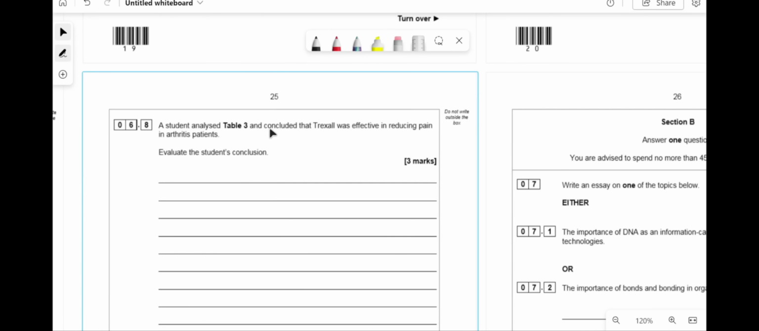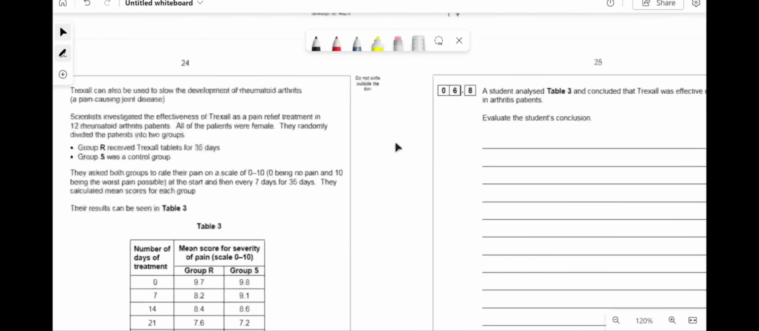A student analyzed Table 3 and concluded that Trexall was effective in reducing pain in arthritis patients. Evaluate the conclusion. So again, for and against. So for, the pain decreased more in R than S.